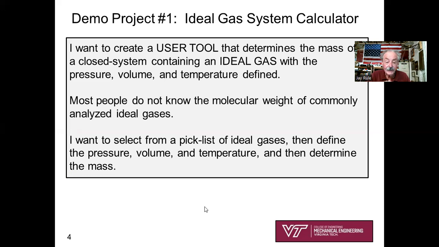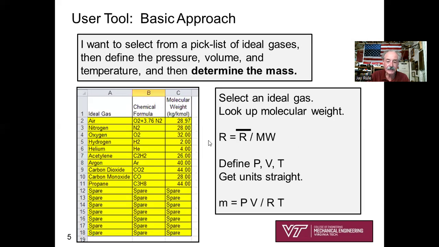So here's the project. To get this thing done, I want to select from a pick list of ideal gases, a drop-down pick list, and you know what we're going to do once we select that gas. Then the user will define the pressure, volume, and temperature of the closed system. And with those pieces of information, I think you're going to see how to determine the mass of the ideal gas contained in the closed system with that information known. Pretty easy to understand.